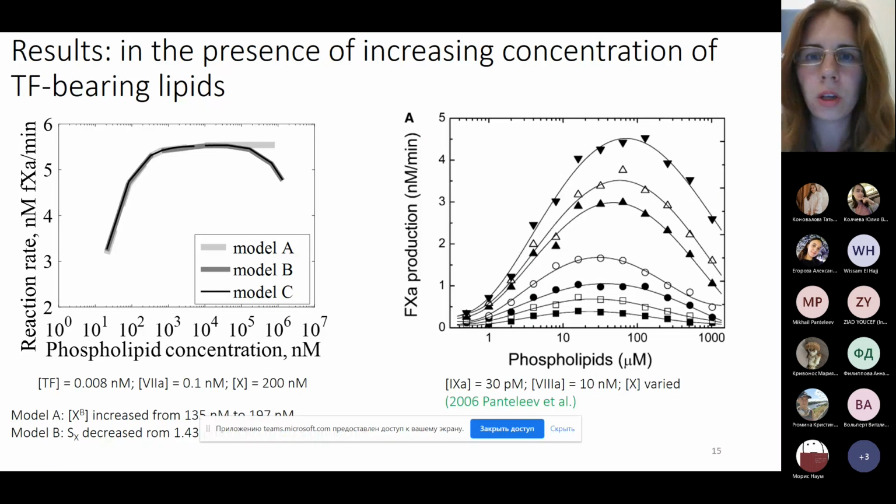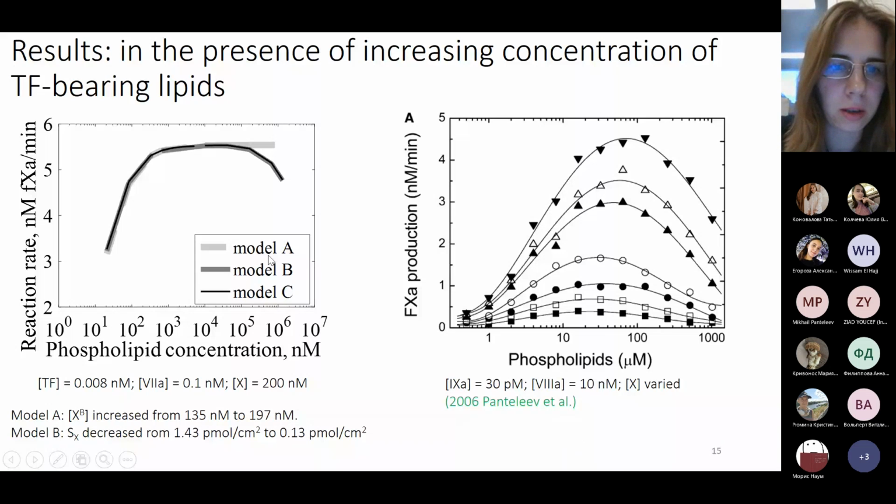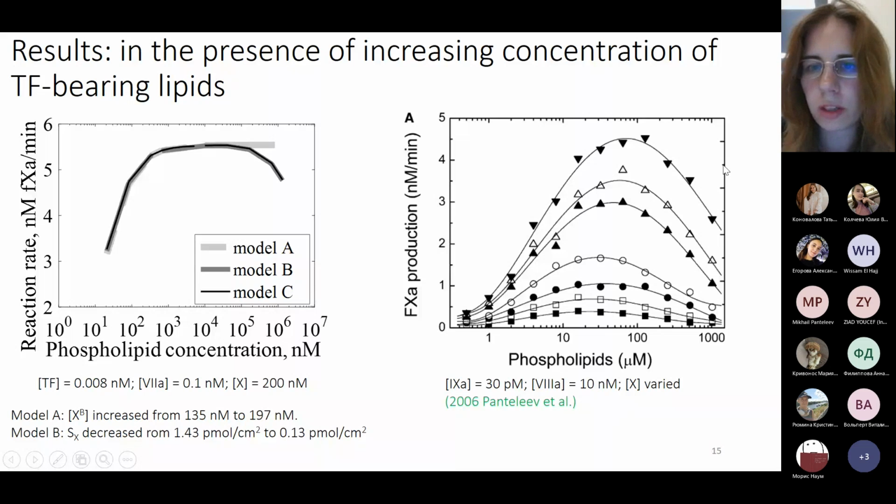Our second numerical experiment was for increasing concentration of tissue factor bearing lipids. So we have tissue factor concentration fixed for all concentrations of phospholipid, and phospholipid concentration rises in an extremely wide range. And so with the rise of phospholipid concentration, we have the tissue factor surface density decrease, because there is more phospholipid but the same concentration of tissue factor, so lower tissue factor surface density. And in those cases, we have different model results for model A and models B and C. For this numerical experiment, we have no experiment, unfortunately. But we can compare them with another system on the membrane.